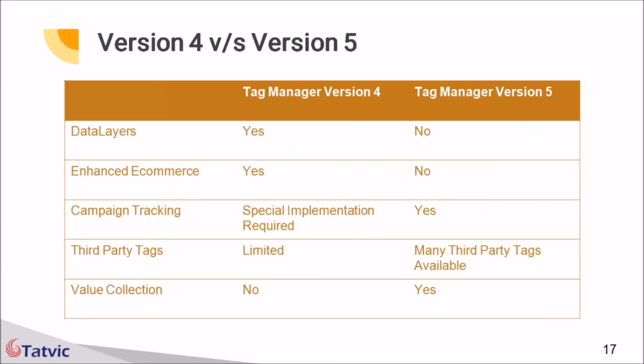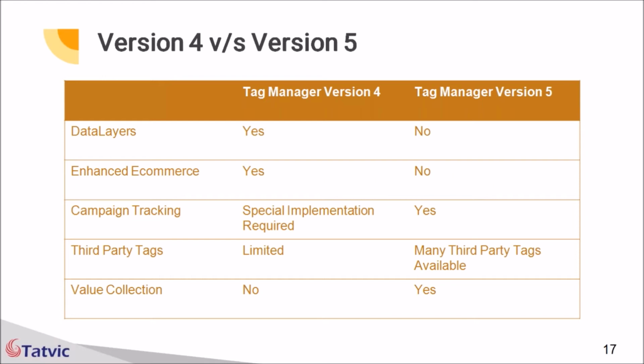So if you go to the Google Tag Manager UI, you will be asked to create a container, which is basically of two types. One is version 4 and one is version 5. So let's say version 4. It is a legacy container. Basically, it supports Google Analytics. And if you go ahead with the version 5 container, it supports Firebase Analytics.